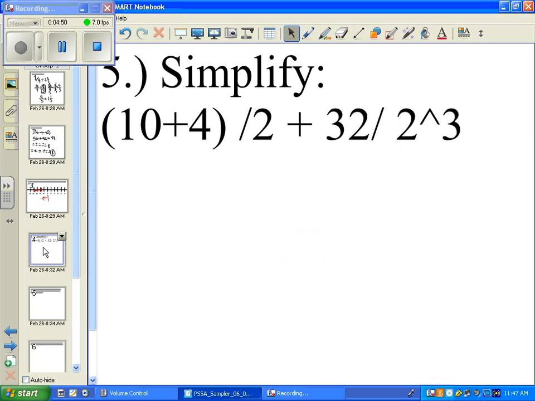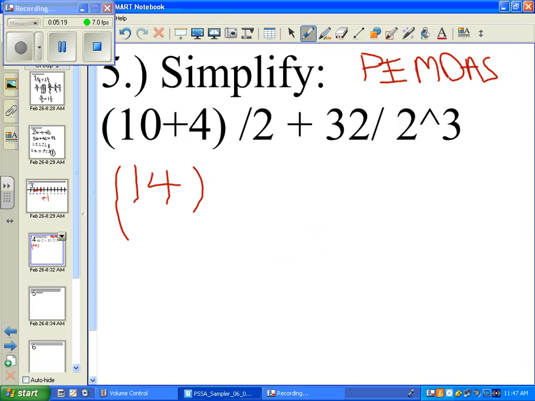Brings up the next. They want us to simplify this, and there's a rule that you might be familiar with. Please excuse my dear Aunt Sally. And what it says is do what's in parentheses first. Do that. And then you do your exponents. And then you do your multiplication or division left to right.